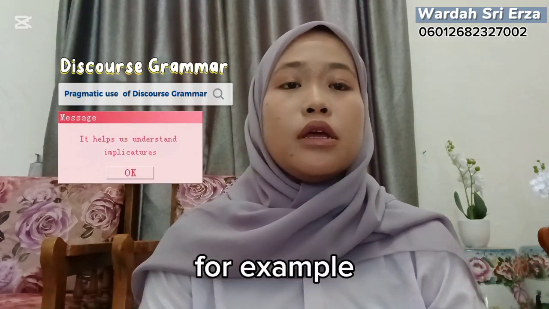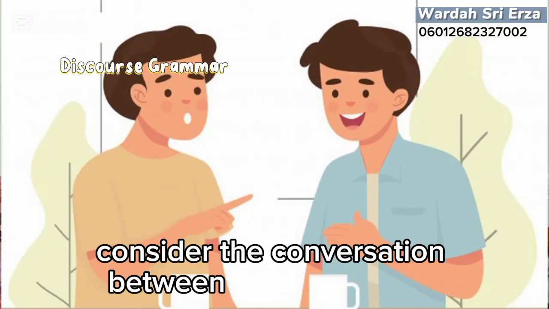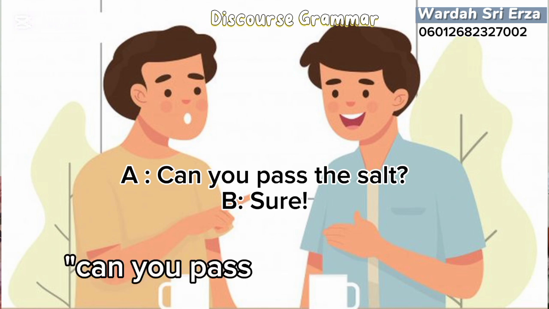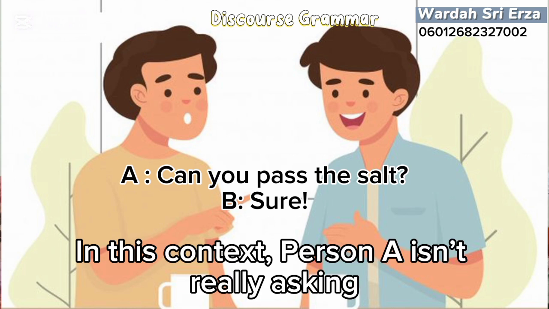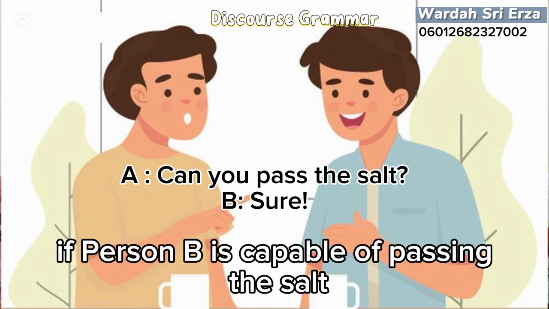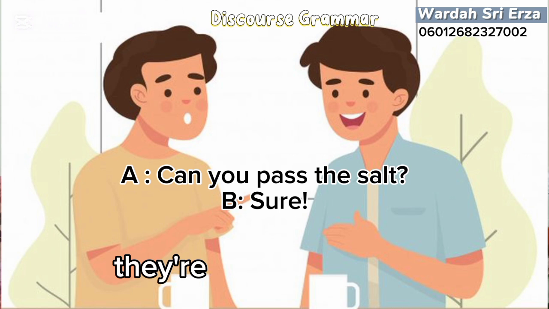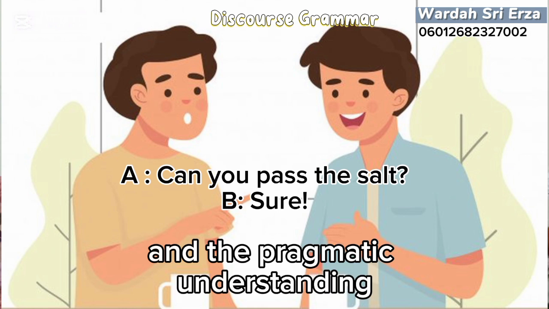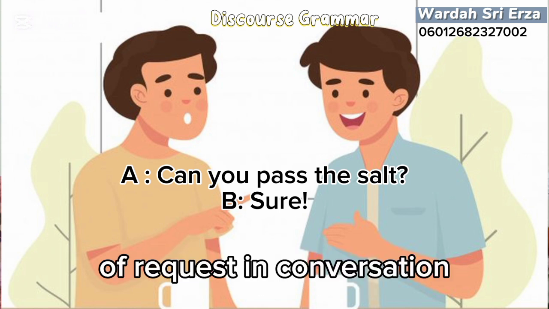For example, consider the conversation between person A and B. Person A said, "Can you pass the salt?" Person B said, "Sure." In this context, person A isn't really asking if person B is capable of passing the salt, they are requesting it. The discourse is coherent because of the shared context and the pragmatic understanding of requests in conversation.